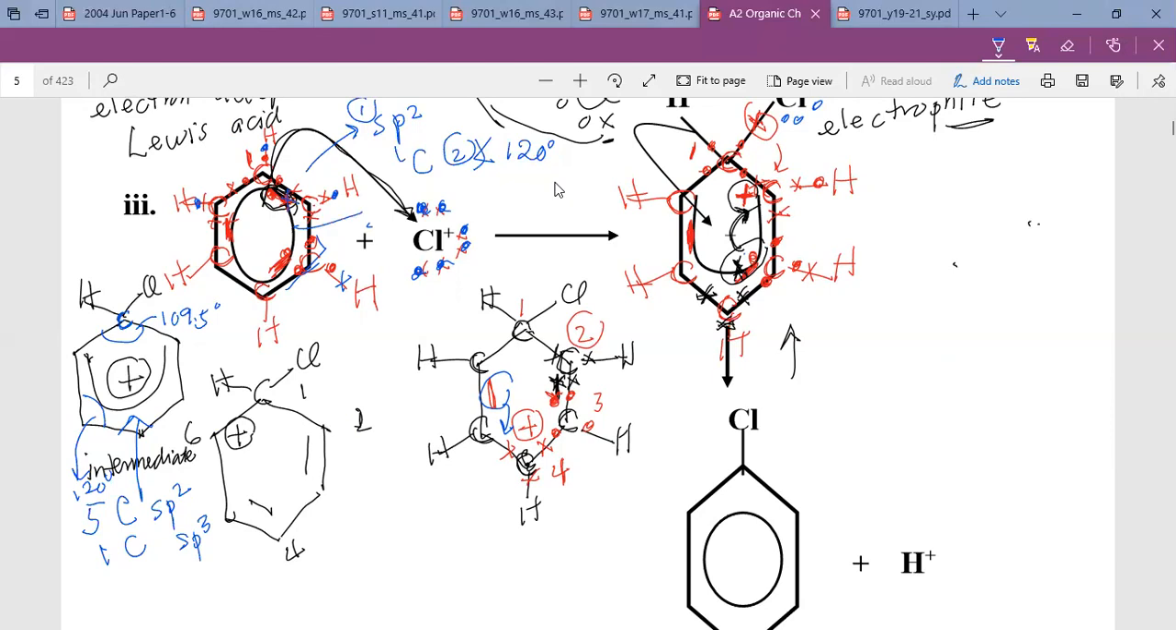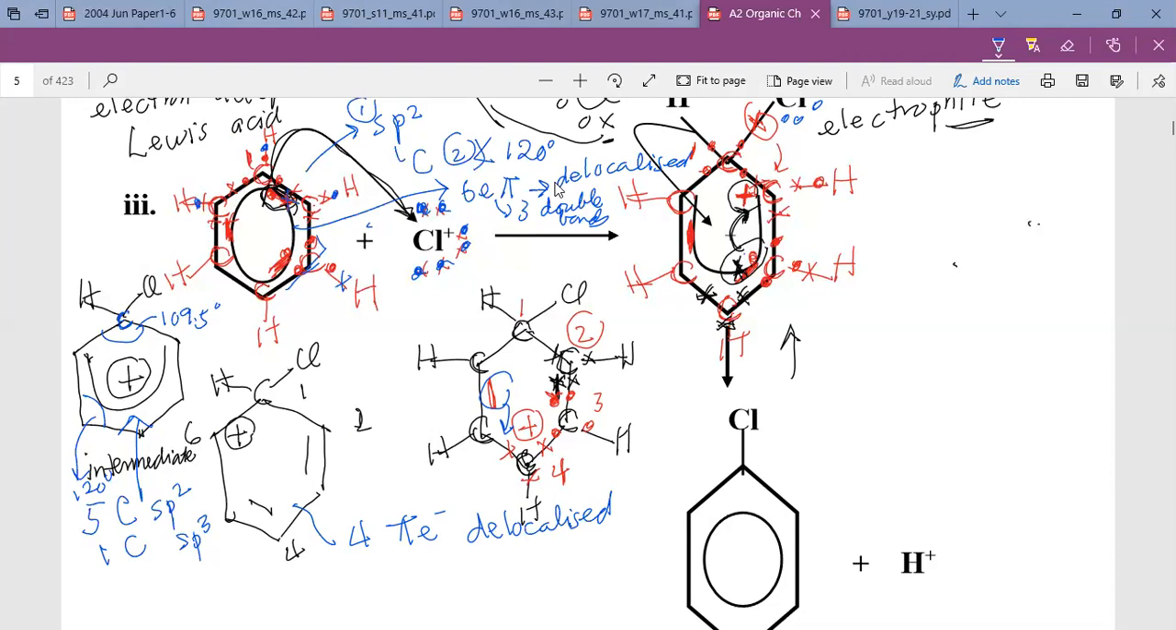Now the other difference, the 3 or 4 points here. All the 6 pi electrons here are delocalized, of course, with the three double bonds. But here, only 2 of 4 pi electrons are delocalized.